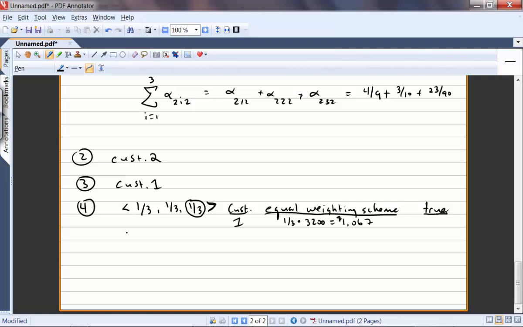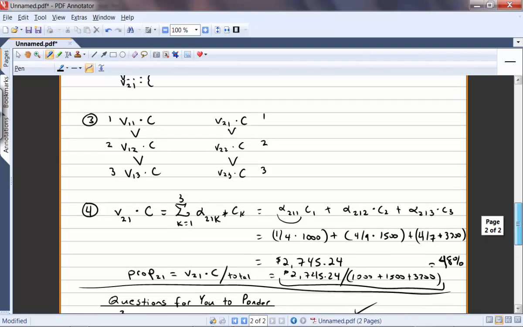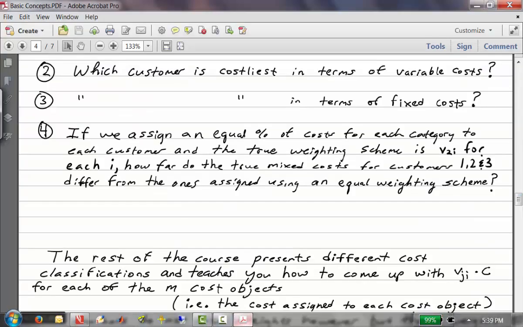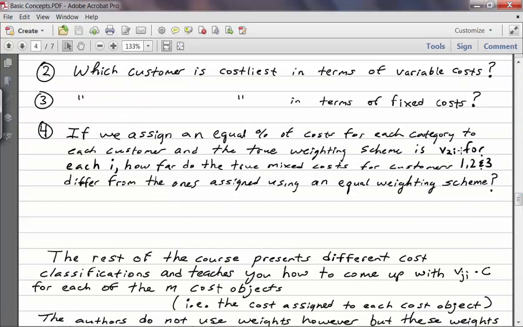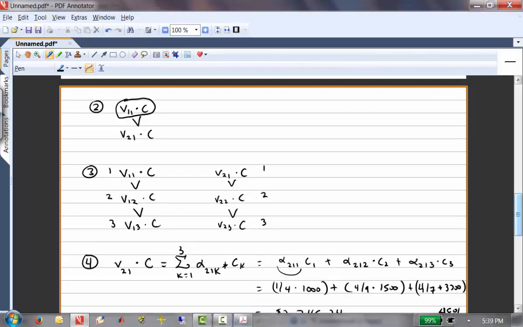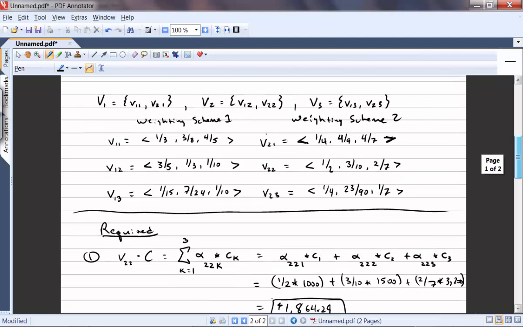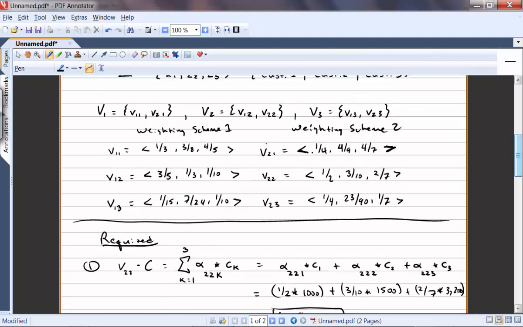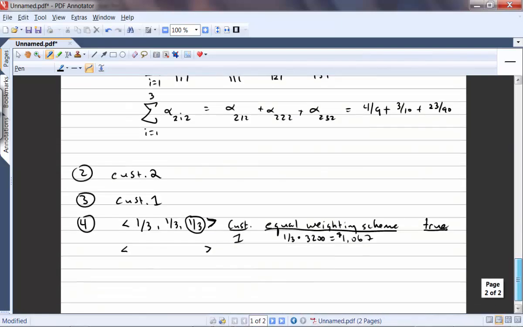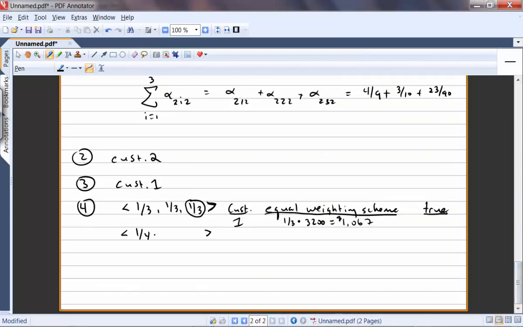If we use the true weighting scheme for customer 1, how much of the mixed cost would they get? And what were we saying? We said that the true weighting scheme is a second weighting scheme for each customer. That's the true one. Suppose that's really what it costs us for each customer. So for customer 1, we'd be using this 1/4, 4/9, 4/7. That's the true weighting scheme.